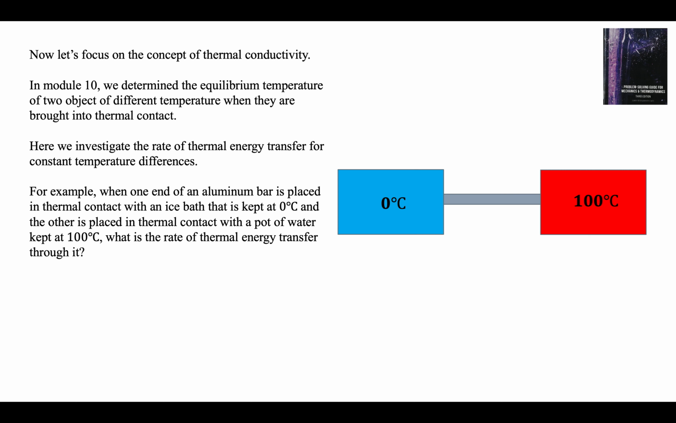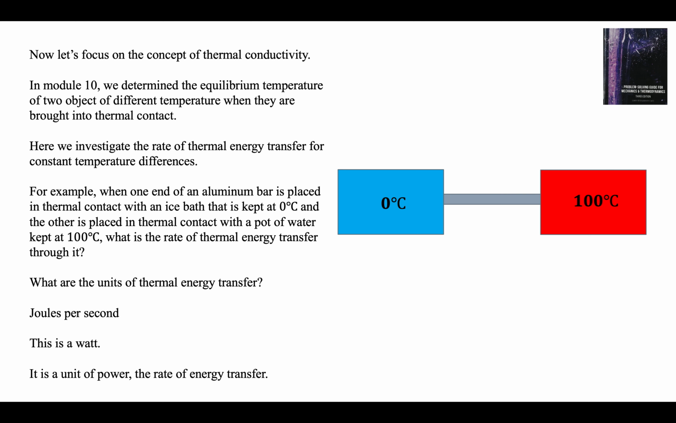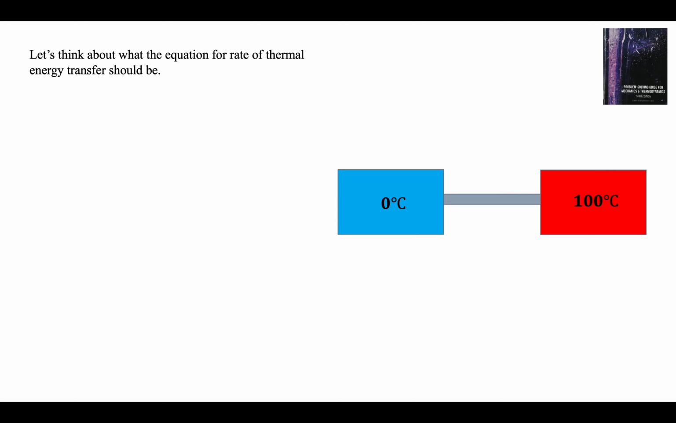So here's what it might look like. An aluminum bar connecting these two. Thermal energy is going to flow this way by the atoms. This aluminum is hot, this aluminum is cold, and thermal energy will be transferred to the cold side. The units of thermal energy transfer, joules per second. And a joule per second is a watt, power, the rate of energy transfer.